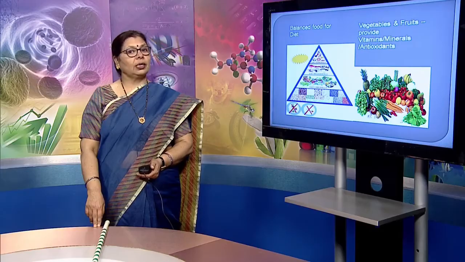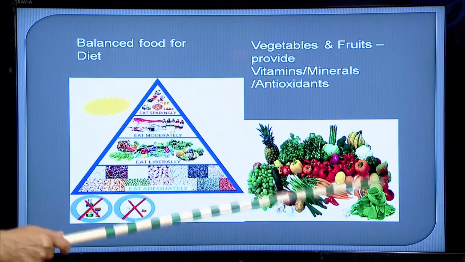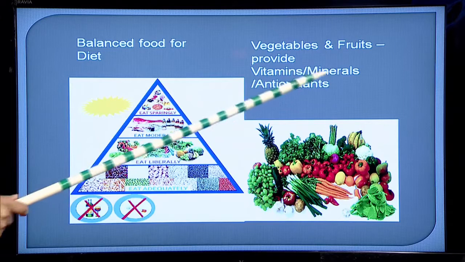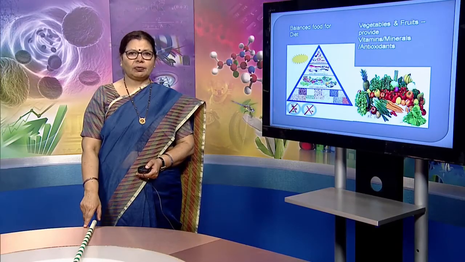Now, what must be done in the balanced diet? As we keep on saying, in the balanced diet for the patient, a large amount of grains, more vegetables and fruits, a moderate amount of protein-rich food, and a rare amount of sweets. Why vegetables and fruits? Because they contain a good amount of minerals, antioxidants and vitamins, and these are useful in protection and prevention of disease.